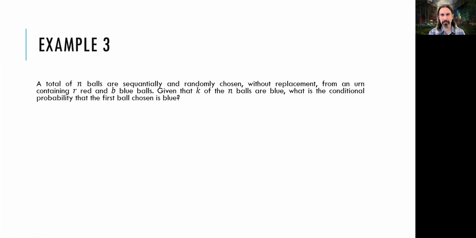We have already done the experiment, and we are asked, what's the conditional probability that the first ball chosen is blue? We don't know which one was the first one. We haven't noted it. After we have picked them, we have counted them. We don't know which one was blue, and we are asked, what's the probability of the first one being blue? So here we are going to define two events again. The event B is the event that the first ball chosen was blue, and the event K, which was given to us, that out of n balls, K are blue.